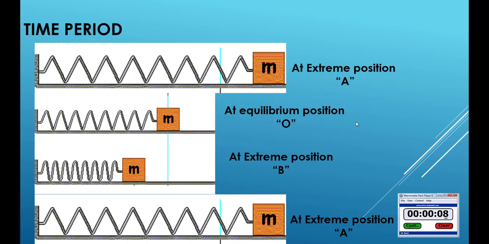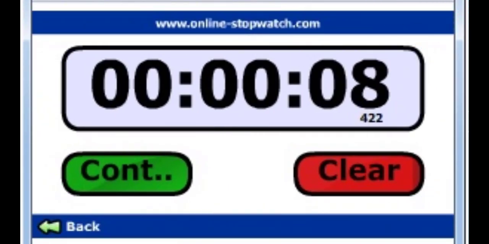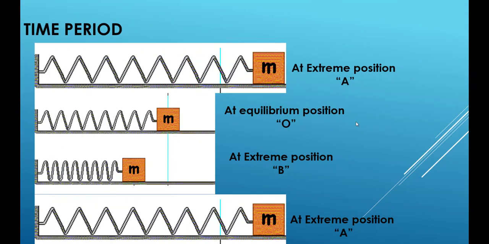The time on your stopwatch is showing the time period of the mass spring system, because it is the time for one vibration, and the vibration we have already defined.